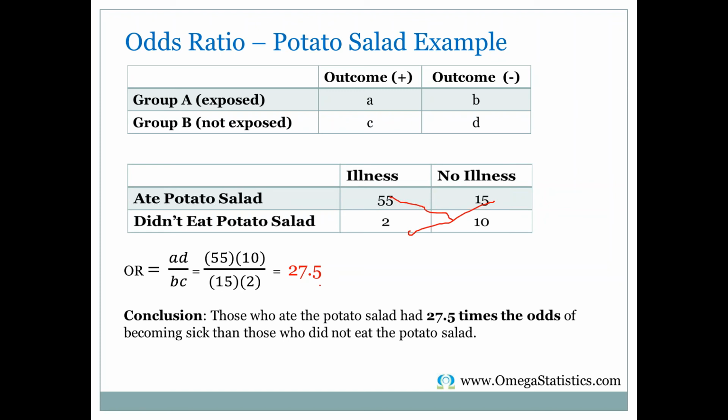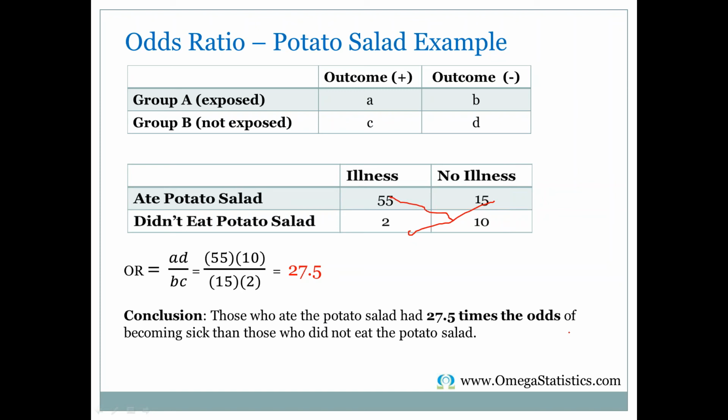So a lot of times people will confuse risk ratios and odds ratios, but obviously they are not the same thing. We're not getting the same numbers. The conclusion we're going to get from this is those who ate the potato salad had 27.5 times the odds, not times the risk, but times the odds of becoming sick than those who did not eat the potato salad. Okay, so there is a way you can interpret this into being more or less likely. A lot of times people do not like looking at this 27.5 times the odds. They're like, what in the world does that mean?